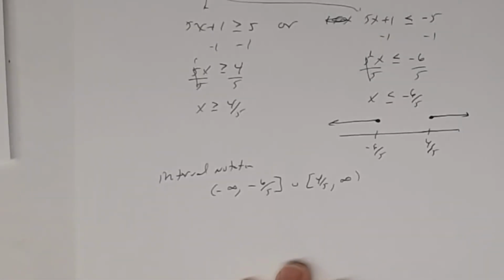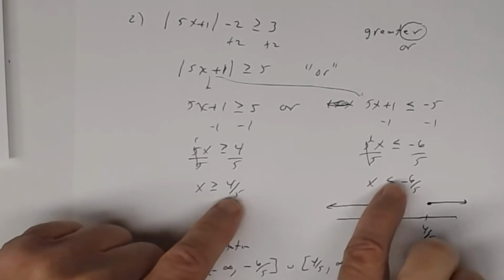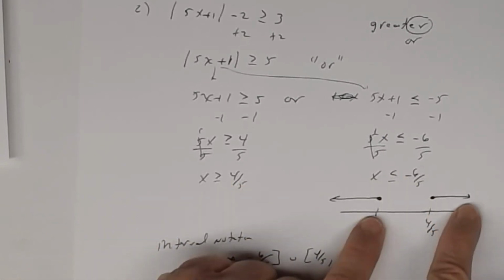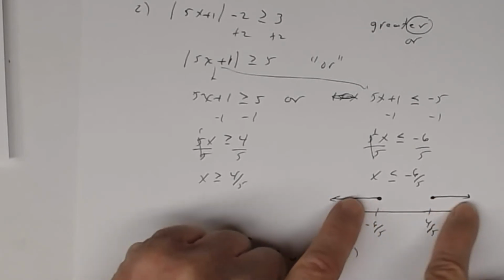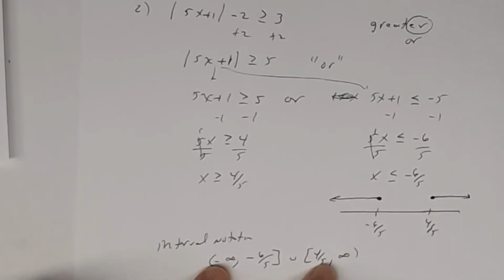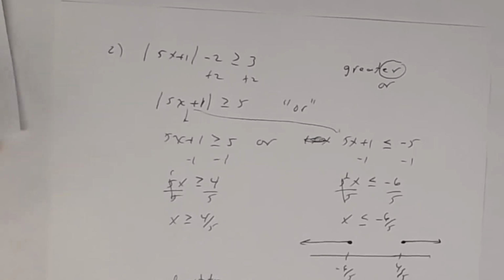When you have an OR statement, notice that those two inequality statements here that I'm pointing to are unique. They don't overlap at all. So you end up with two intervals. Okay. All right. So that's number 2. So let's go to number 3.